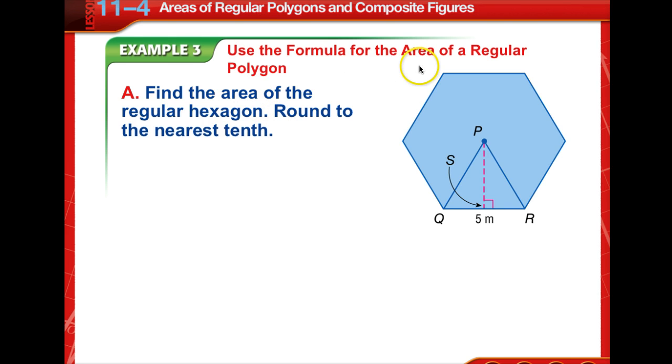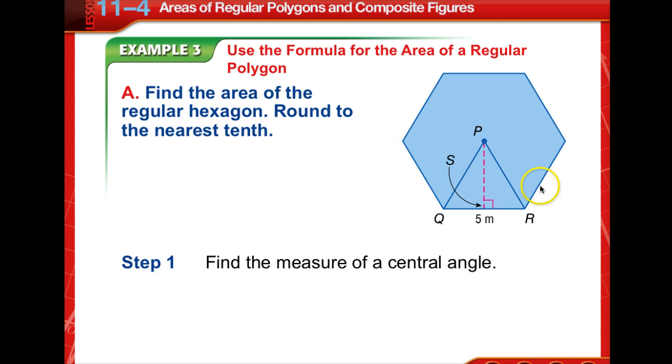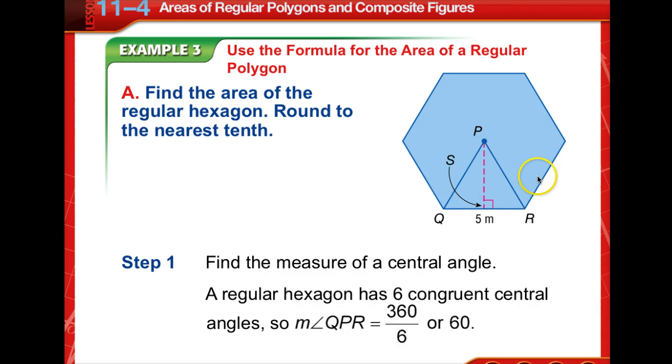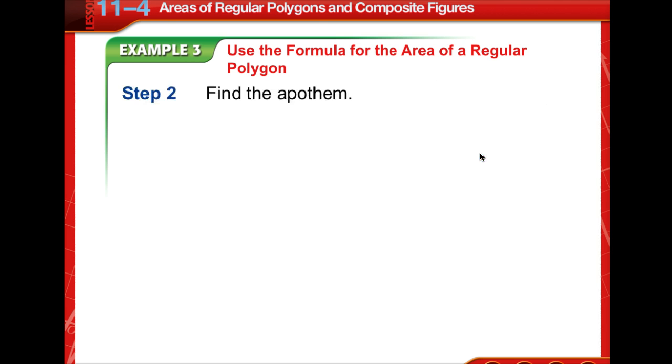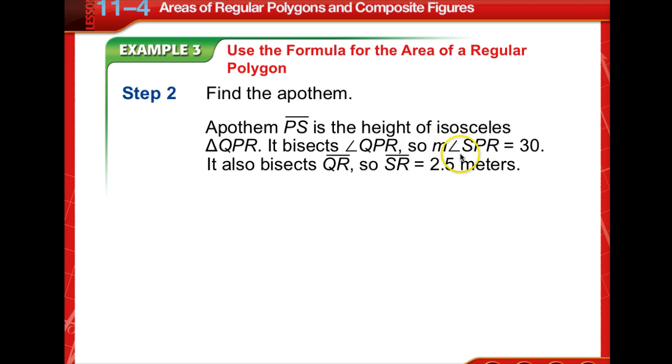Use the formula for the area of a regular polygon to find the area of a regular hexagon. Round to the nearest tenth. First of all, we find the measure of the central angle, 360 divided by the six sides, so we've got a 60-degree angle. Now we need to find the apothem. Apothem PS is the height of isosceles triangle QPR. It bisects angle QPR, so the measurement of angle SPR is equal to 30. It also bisects segment QR, so segment SR is equal to 2 5/10 meters.